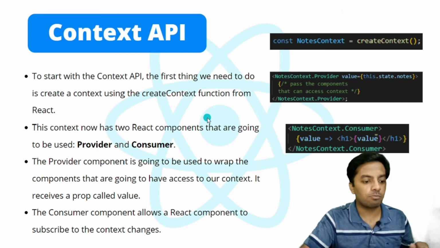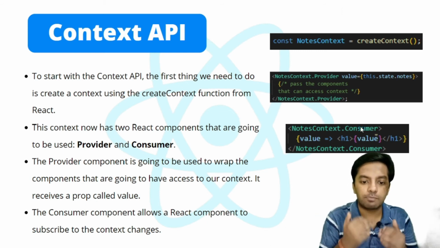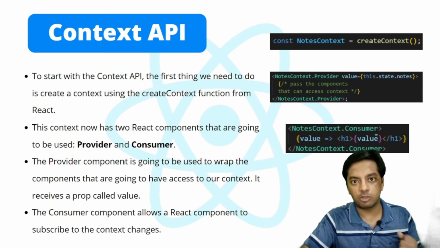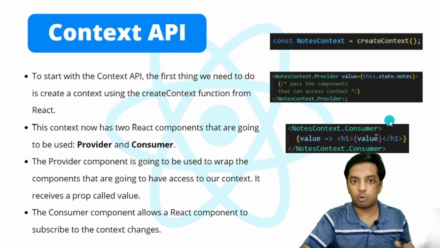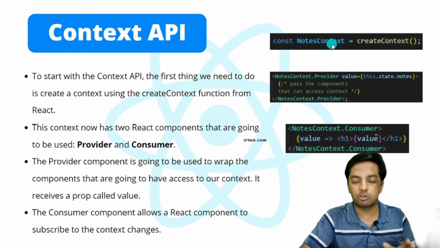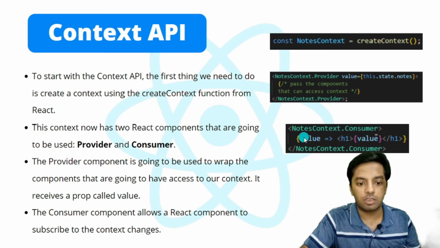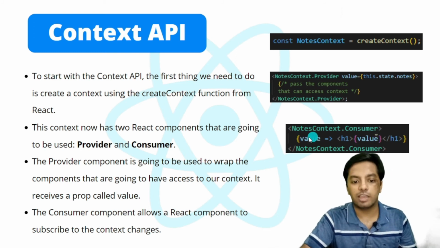Now the consumer component allows a React component to subscribe to the context changes. Now wherever we need to use that particular value, context consumer will come into use. So from component 1, firstly we'll export this nodesContext, and in component 4 we'll import the nodesContext. So in component 4 we'll use nodesContext.Consumer, and this consumer receives a function.